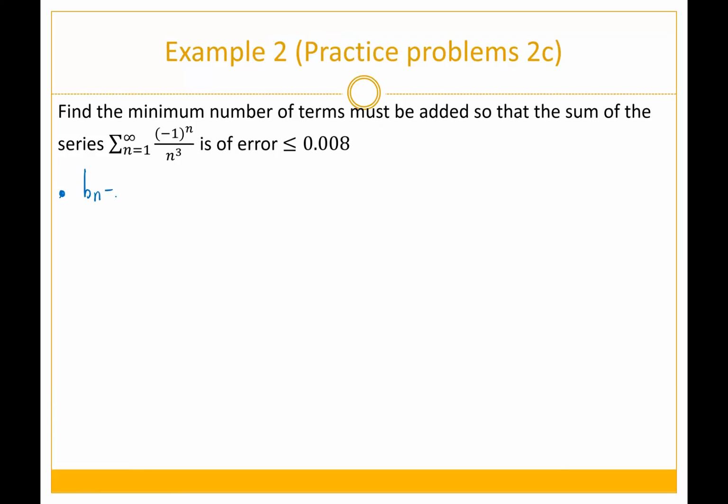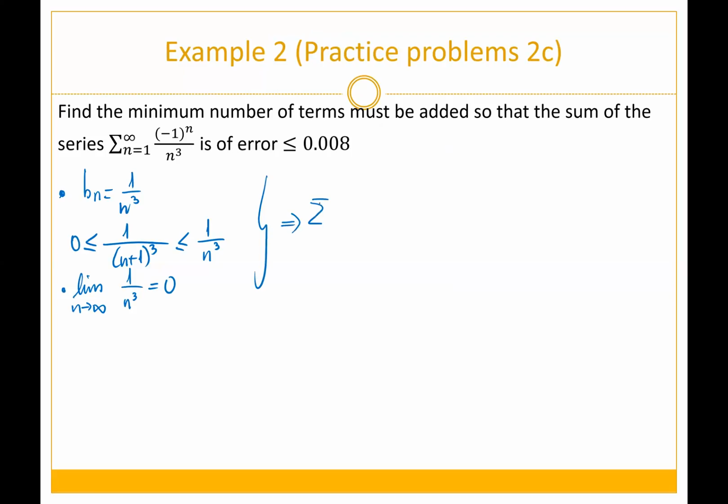So Bn here is 1 over n cubed. We have 0 smaller than or equal to 1 over n plus 1 cubed, smaller than 1 over n cubed. Then we have the second condition: the limit as n approaches infinity of 1 over n cubed is 0. Therefore, this series, negative 1 to the n over n cubed, is convergent by the alternating series test.